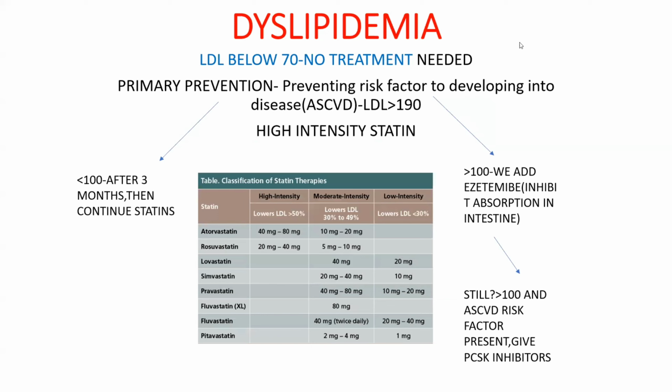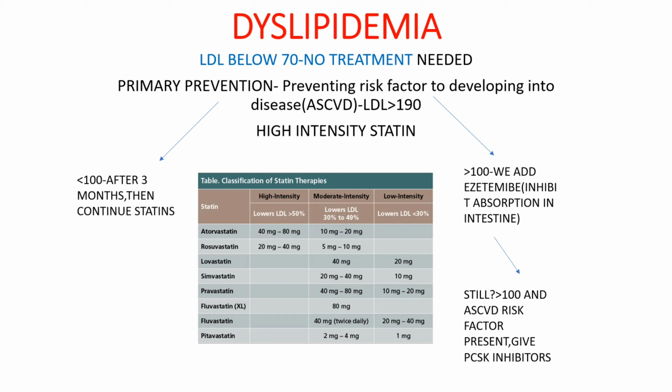Dyslipidemia management. If LDL is below 70, no treatment is needed. Primary prevention is preventing risk factors from developing into a disease, ASCVD. Usually, if LDL is more than 190, we will give high intensity statins.